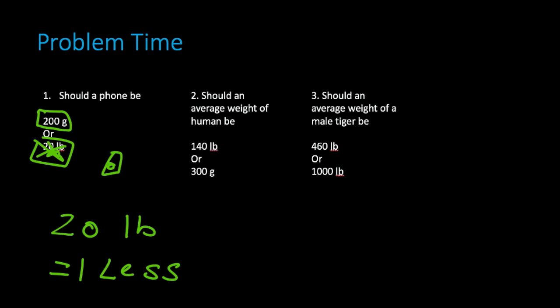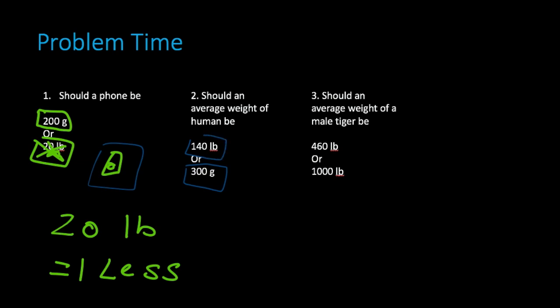Now, I've been comparing all these problems to the average human weight. So let's see if we can use that hint to solve this problem. Now, 300 grams. Let's look back at what the answer could be: 300 grams, 200 grams, we got an answer for just an iPhone. An iPhone we already thought was smaller than a human. So our answer would be 140 pounds, because 300 grams is way smaller.